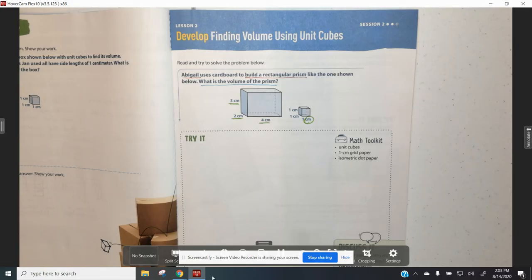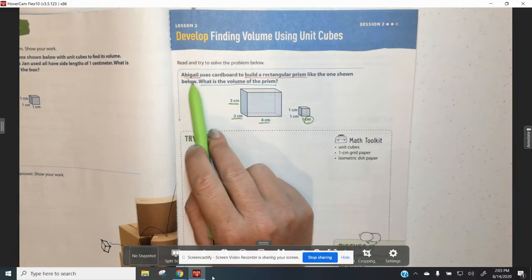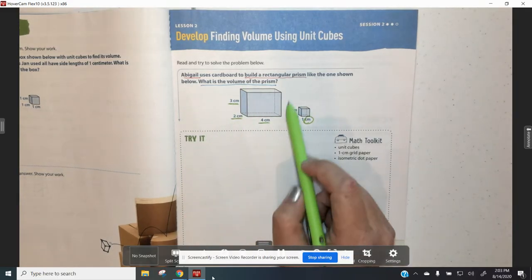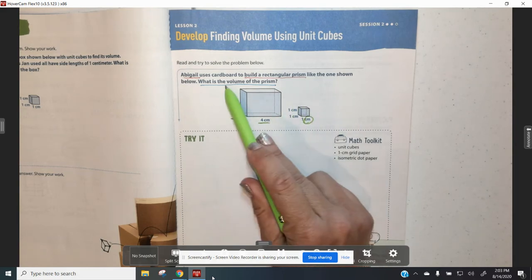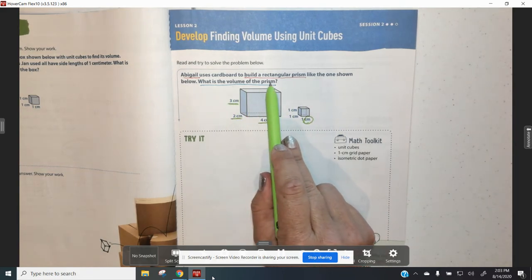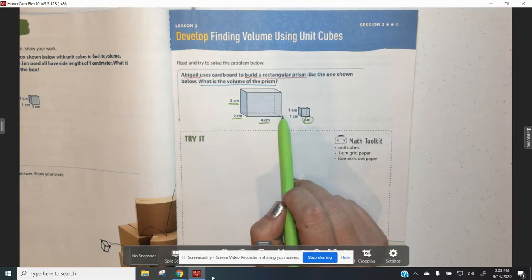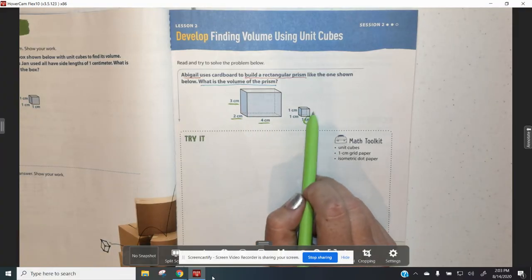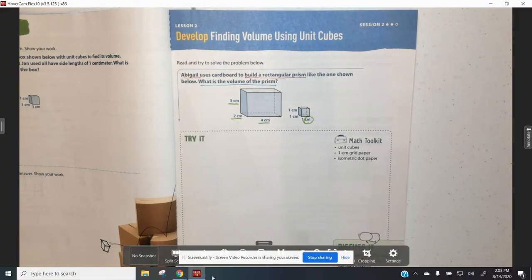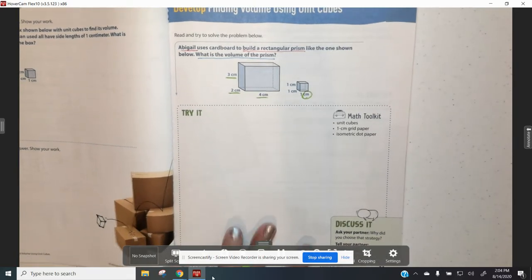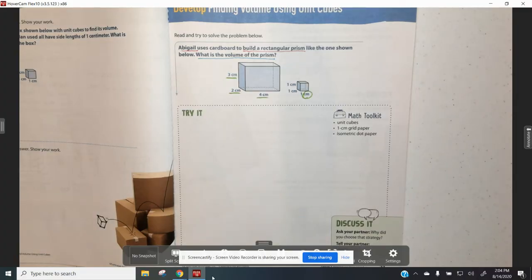So what I'd like you to do right now, before I do that, I'm going to go back and reread the question just one more time. Abigail uses cardboard to build a rectangular prism like the one shown below. What is the volume of the prism? So I want to see if you can use what you know about volume to find out how many of these unit cubes could fit inside of that rectangular prism. I want you to go ahead right now and pause the video and do the work in this section that's given to you on the bottom of page 21. So go ahead and pause the video.